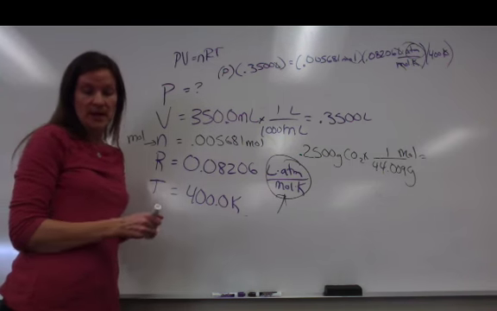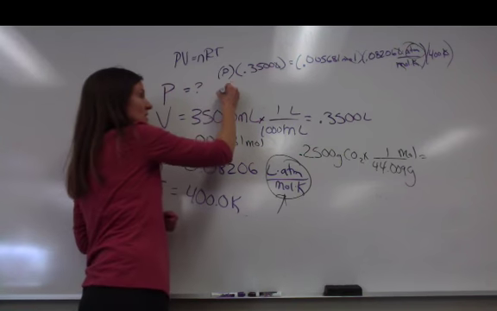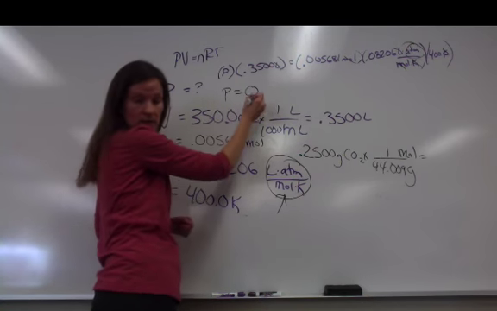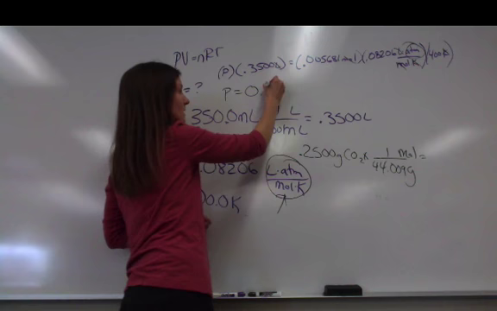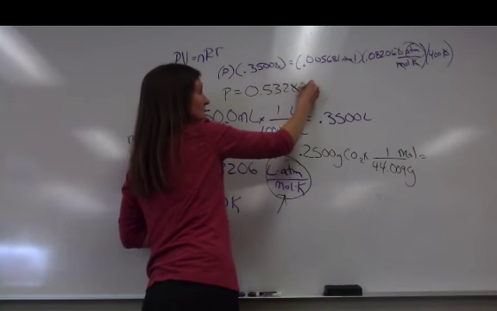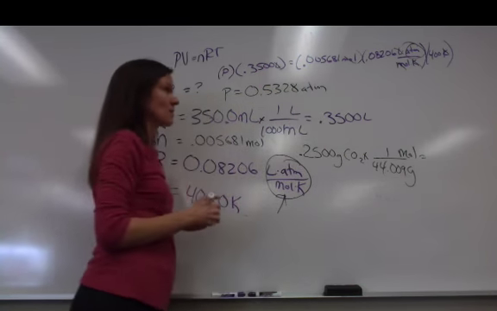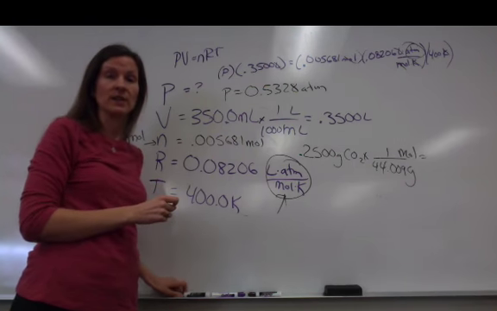Okay, if you put this all in and plug it in correctly, you should get that you have a pressure equal to 5328 ATM. 4 sig figs, because every single number in the problem contained 4 significant figures.